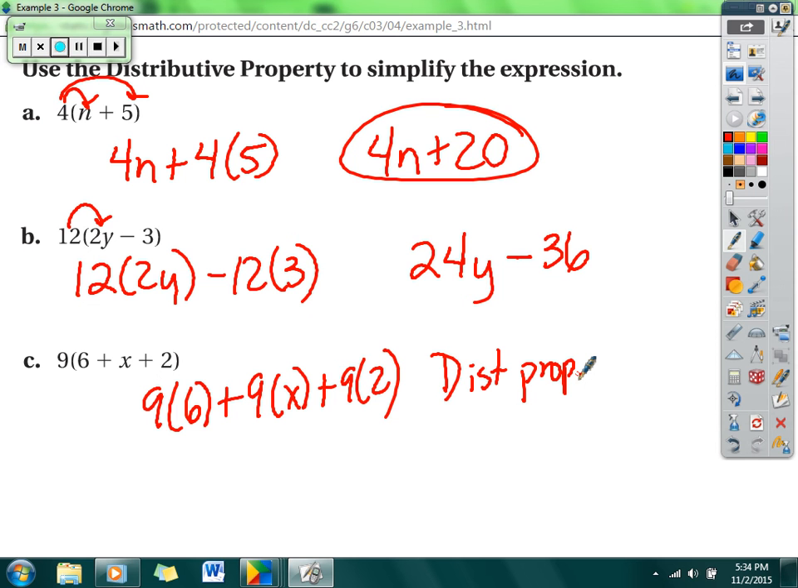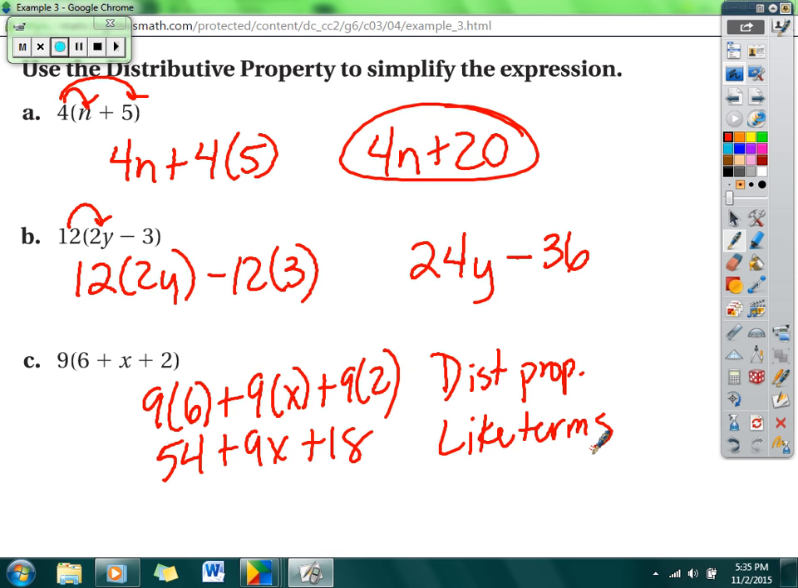Okay? Then we're going to combine like terms. So this is going to be 54 plus 9x plus 18. You can say you combine like terms. Now I notice this 54 and the 18 are like terms, and I'm going to put them together.